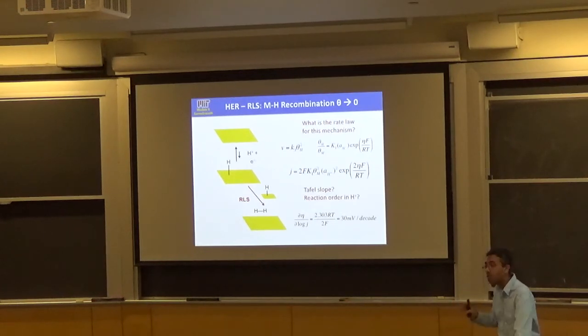In point of fact, most catalysts never are able to achieve that limit, because it would mean then that the rate limiting step would be very, very late in the sequence. And oftentimes the rate limiting steps are much, much earlier in the sequence.